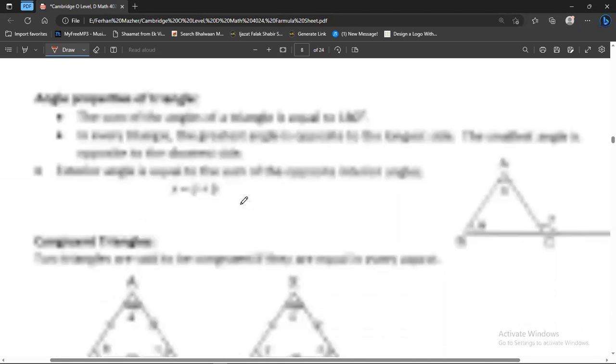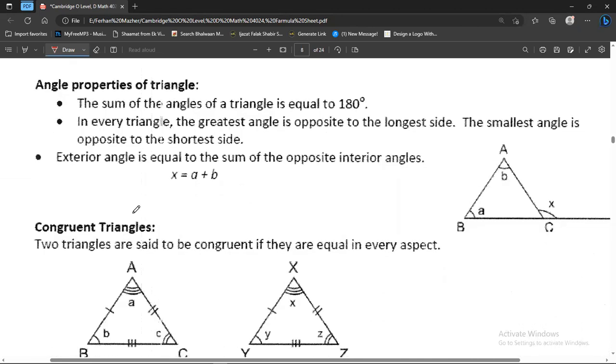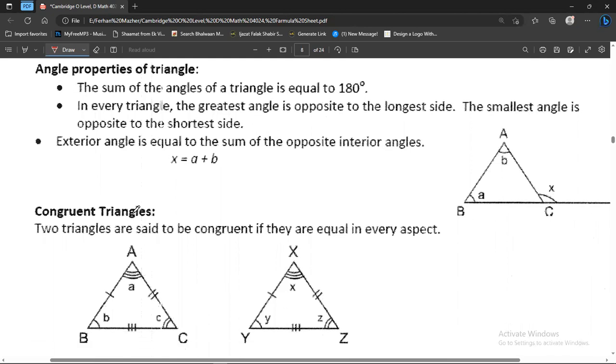Okay. So then we have angle properties of the triangle. The sum of the angles of a triangle is equal to 180 degrees. If you add up all three internal angles of a triangle, the sum will be equal to 180 degrees. In every triangle, the greatest angle is opposite to the longest side. The smallest angle is opposite to the shortest side.